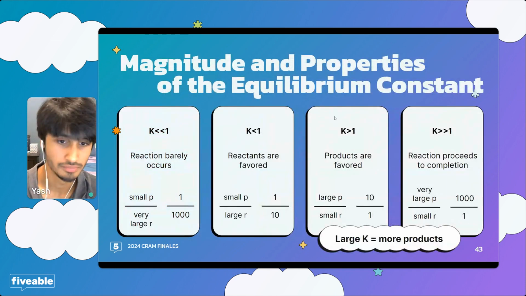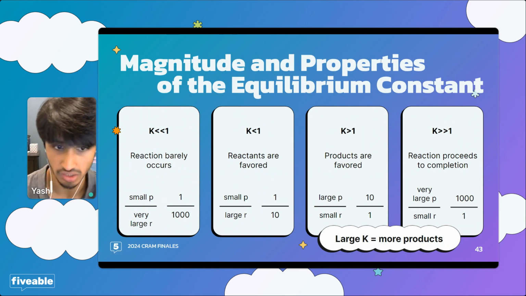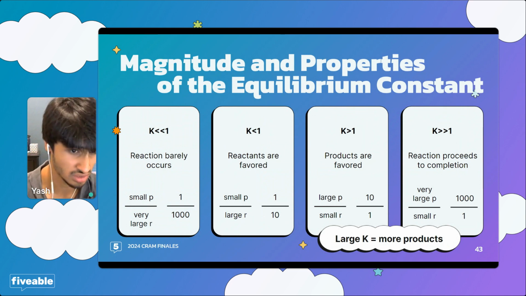All right, so here are some things you can identify when you know the magnitude of your equilibrium constant. So if you know that your K is very, very much smaller than 1, the reaction barely occurs, right? You have very small P, and you have a very large R. Small amount of products, large amount of reactants. Similarly, if you have a K that is slightly smaller than 1, you have a small amount of P and a relatively large amount of R, not a very large amount of R. And in both cases, you know that reactants are favored.